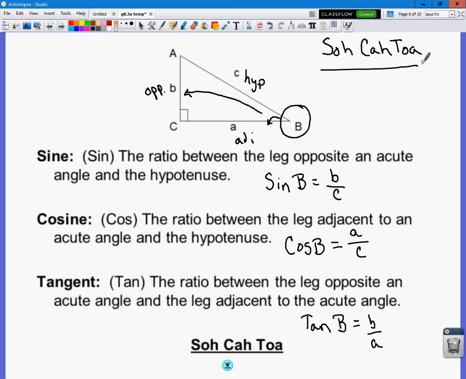And the reason we learn it that way is the S stands for sine. The O and the H is opposite over hypotenuse. C stands for cosine. A and H stands for adjacent over hypotenuse. T stands for tangent. The O and the A, opposite over adjacent. SOHCAHTOA. It's how you can remember which one is which ratio.